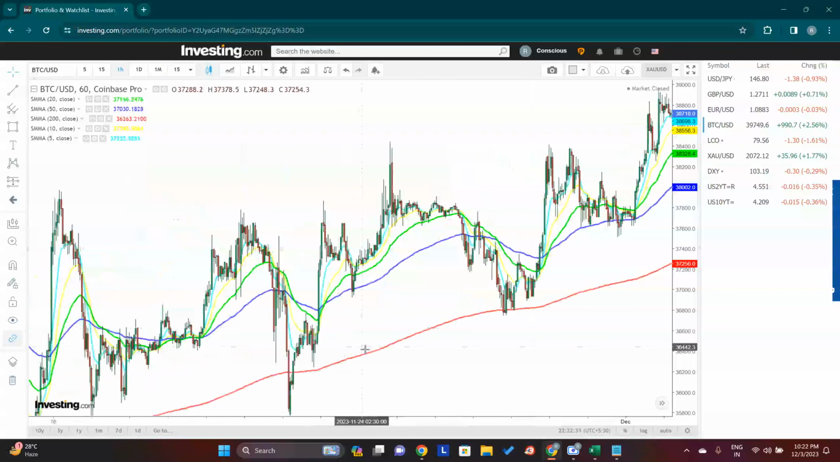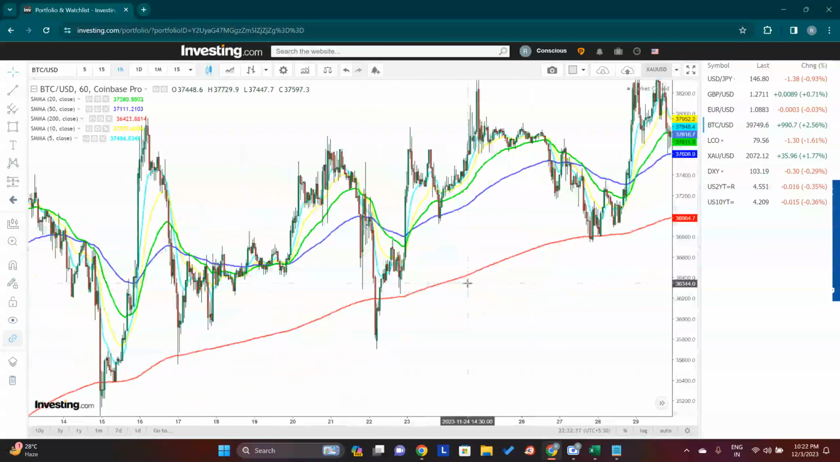It will take some time. Just by me saying this, you will not understand. You need to put these SMAs on, and check them in different time frames and different assets, so that you will get an understanding.